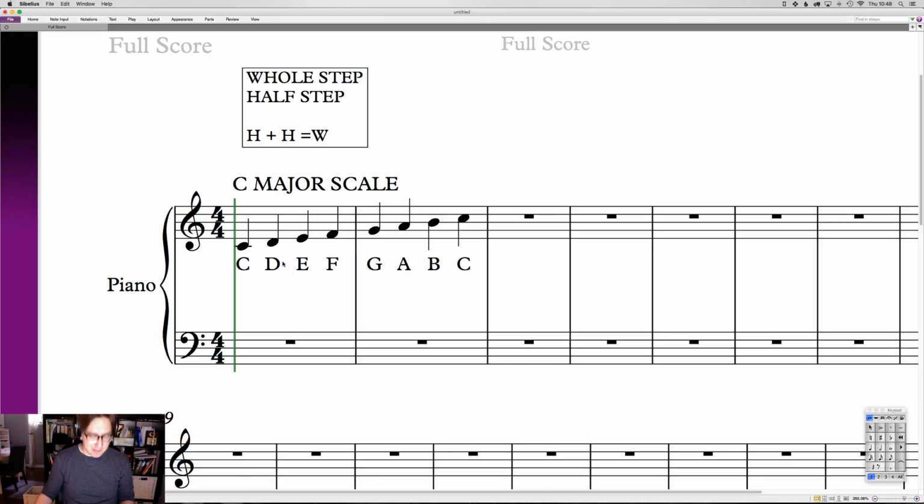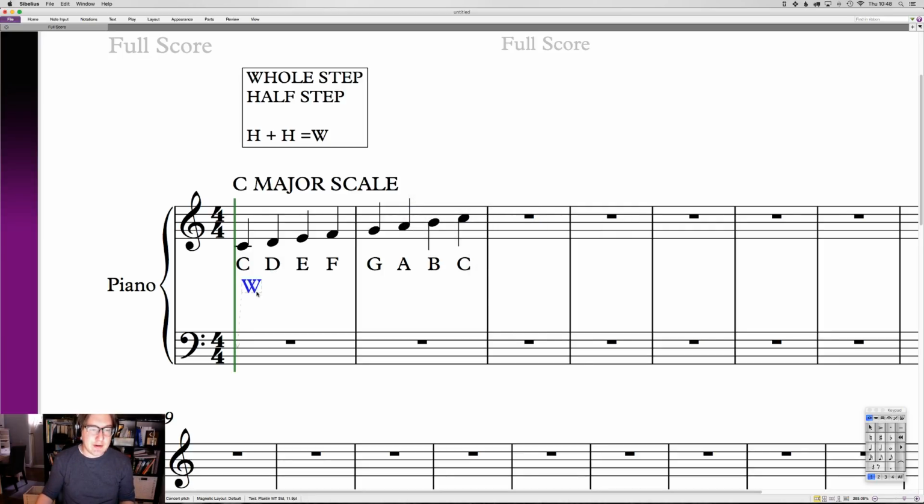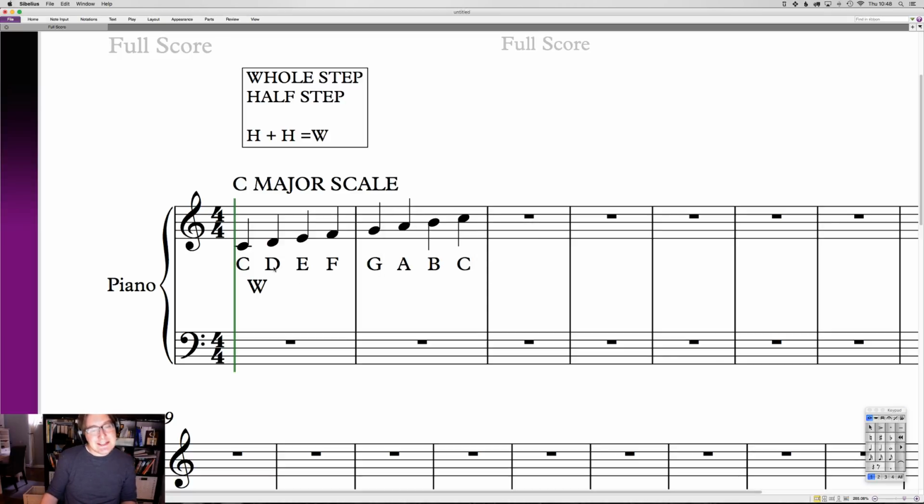This is probably a really terrible way to do this. Let's do it with some free text. So let's just say plain text. So that's a whole step right here between C and D. Okay, like that. Now, between D and E is also a whole step. So C is as far away from D as D is from E. Now it changes here between E and F. It changes to a much smaller distance, okay?